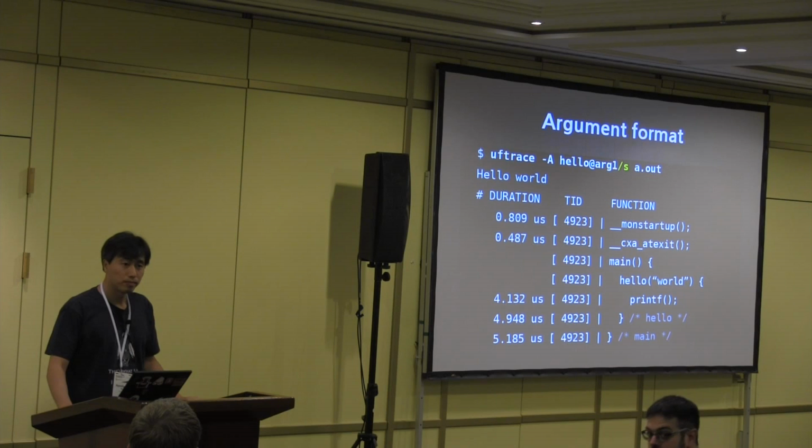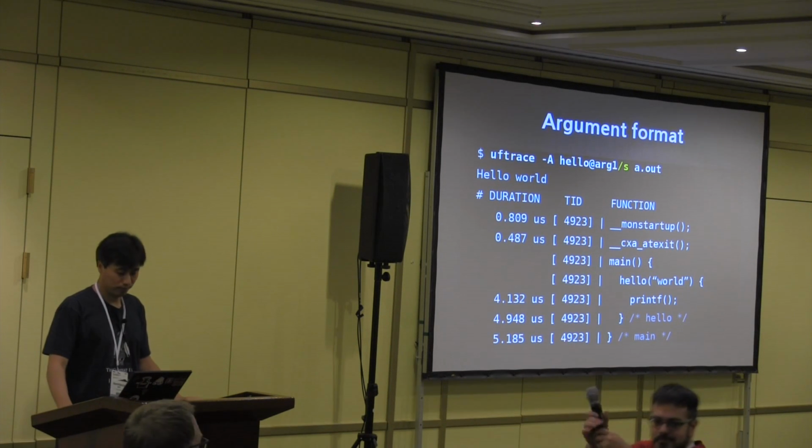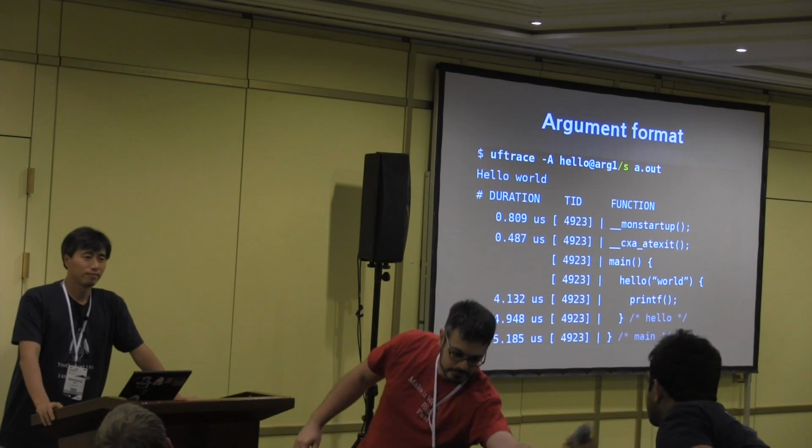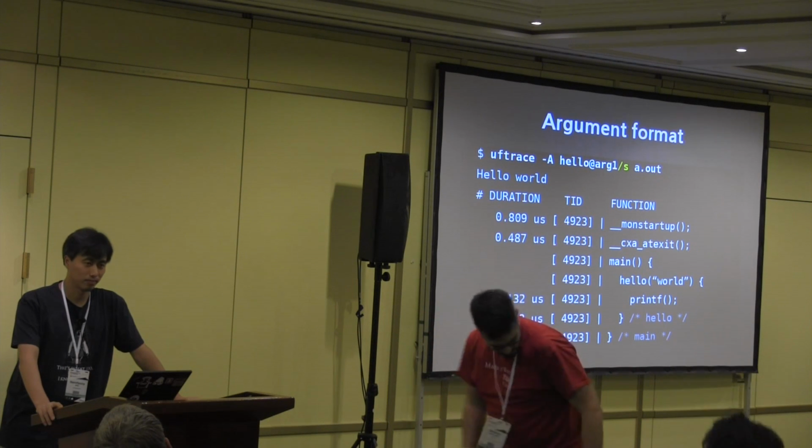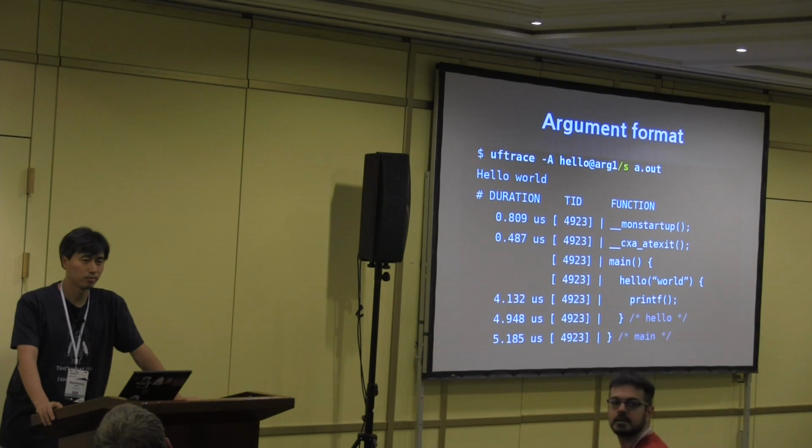So in that case, is arg1 the... I was just wondering, does it tell uftrace that it's the first argument, or is that the parameter name, like the variable name? Because you do have that information in the executable, right? The actual names of the... No, it's not.